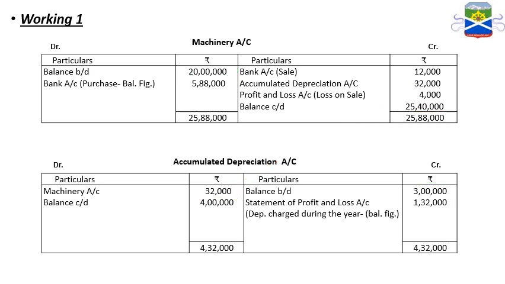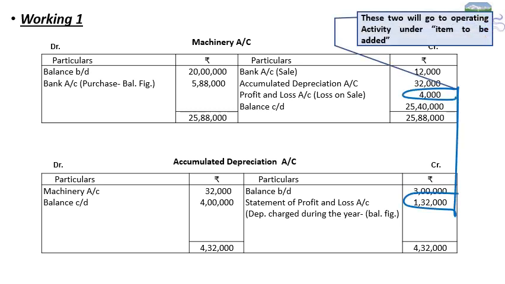So now this 12,000, by taking this 12,000 we will now have 4,000, that is loss. And this 4,000 and the balance figure under accumulated depreciation account, 1,32,000, will go to the operating activity under items to be added. So this part you have to remember. Over here four figures are there.